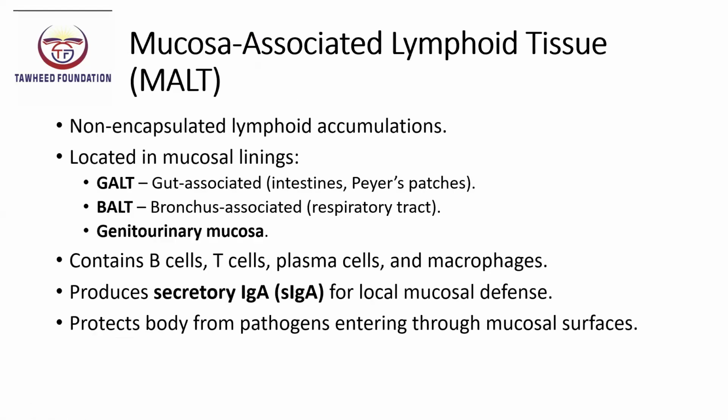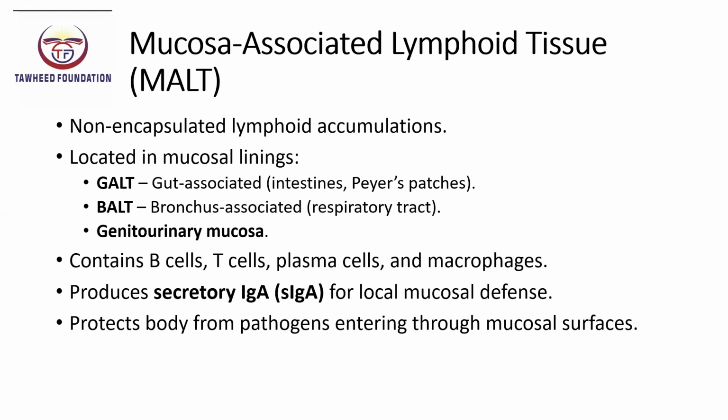Next is mucosa associated lymphoid tissue, that is MALT. MALT comprises scattered but functionally integrated non-encapsulated lymphoid tissues in mucosal lining, sites most frequently exposed to pathogens. Subtypes include GALT, that is gut associated: Peyer's patches, appendix, intestinal lymphoid aggregates; BALT, that is bronchus associated: respiratory tract mucosa; and genitourinary MALT: urogenital linings.